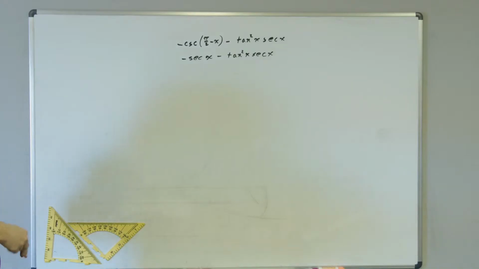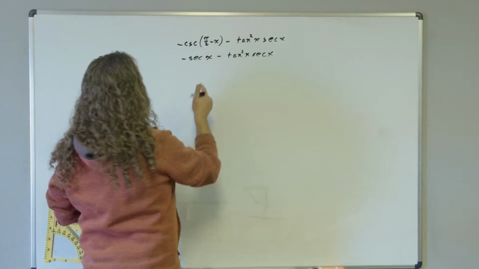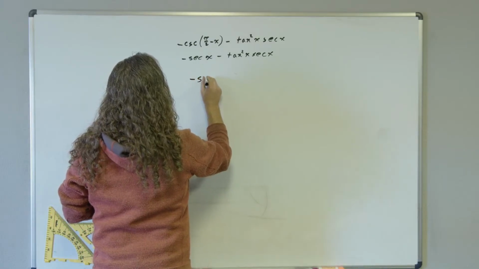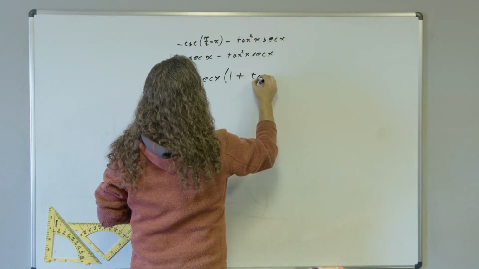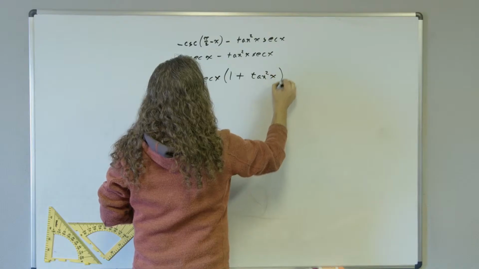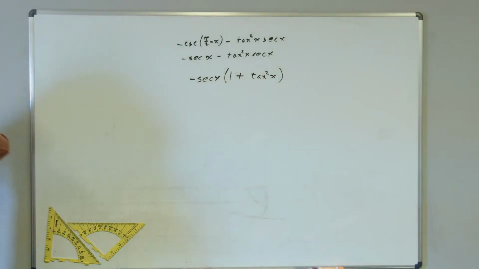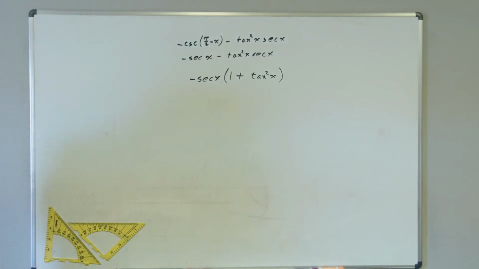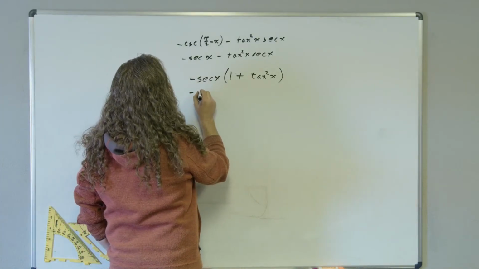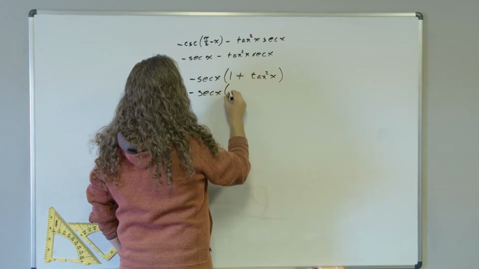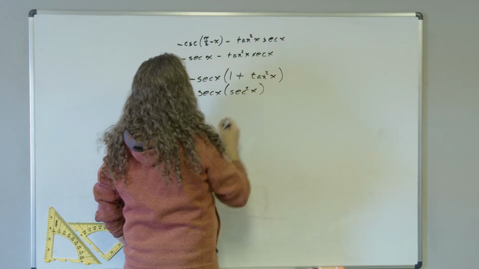What if we factored out a negative secant? Then we just get negative secant times negative secant times tangent squared, there's 1 plus. Oh, now what do we have? We have a Pythagorean identity. What does 1 plus tangent squared x equal? It equals secant squared x. So now we get negative secant cubed. We do.